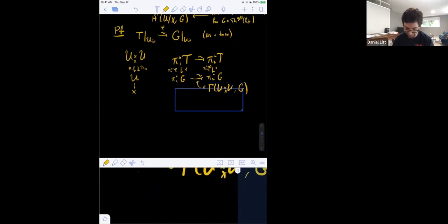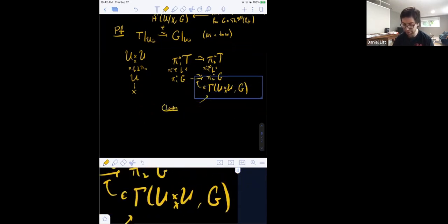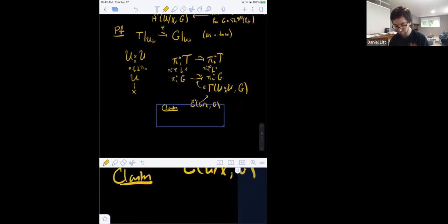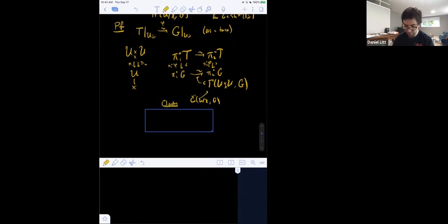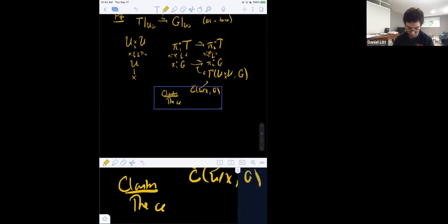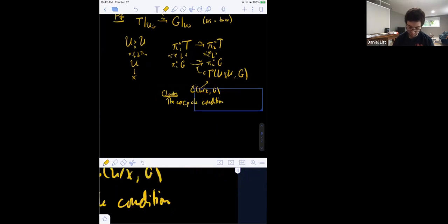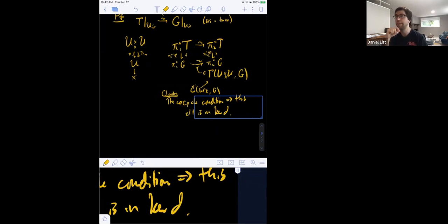Okay, and what is this thing? This is what we call C1 of U over X with coefficients in G. That's just the definition. Sorry, C1, I think. Yeah, C1. So the claim is that the cocycle condition implies that this cocycle, this element, is in the kernel of the differential, the Čech differential.